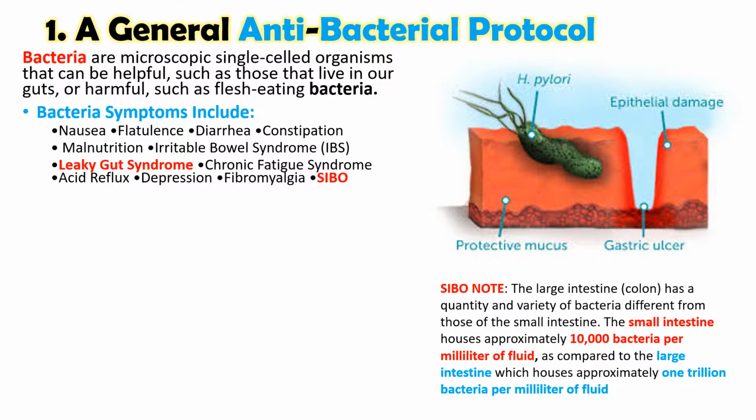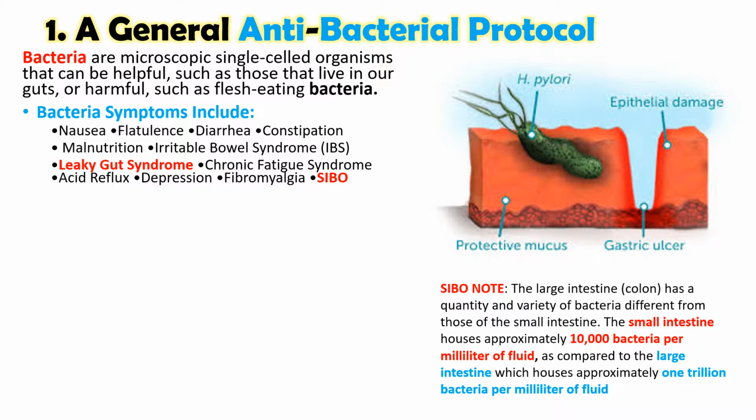The large intestine, aka the colon, has a quantity and a variety of bacteria different from those of the small intestine. The small intestine houses approximately 10,000 bacteria per milliliter of fluid, as compared to the large intestine, which houses approximately 1 trillion bacteria per milliliter of fluid. You can see just from those numbers, 10,000 and 1 trillion per milliliter, these are totally different microbiomes. They're quite different.